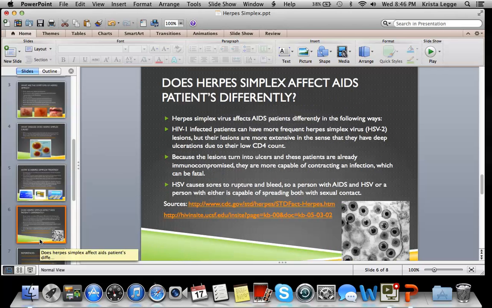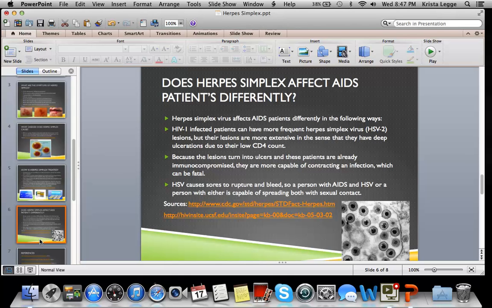Does herpes simplex affect AIDS patients differently? Yes, it does, and it affects AIDS patients in the following ways. HIV-1 infected patients can have more frequent herpes simplex virus lesions, but their lesions are also more extensive because instead of just fluid-filled blisters that keep going away and reappearing, they are deep ulcerations that stay around for a long time due to the low CD4 count.